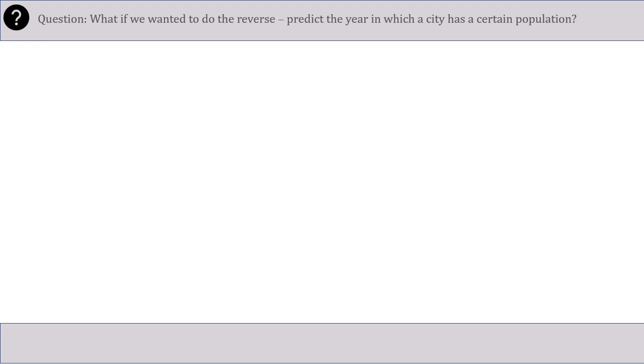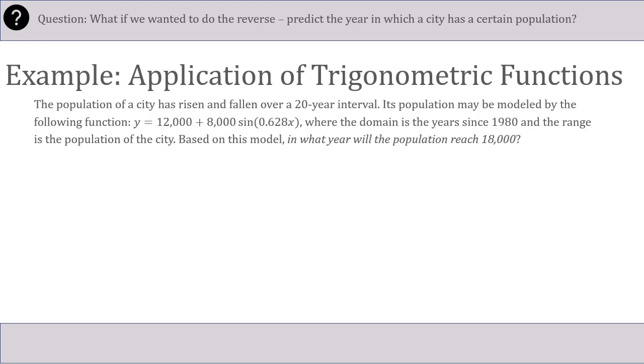But what if we wanted to do the reverse? What if in that same word problem we wanted to predict the year in which a city has a certain population? So in this same example that we just looked at, now we are being asked, in what year will the population reach 18,000? So the population of 18,000 has been given, and remember, the range is the population. So we can say that our y value has been given to us as 18,000.